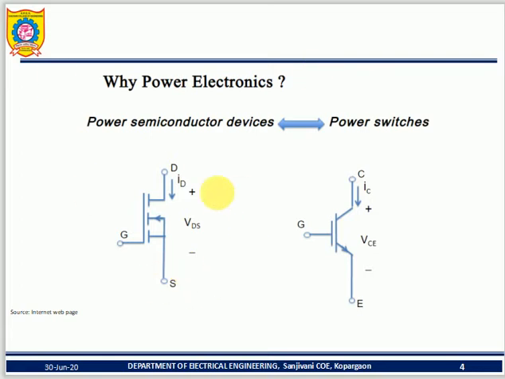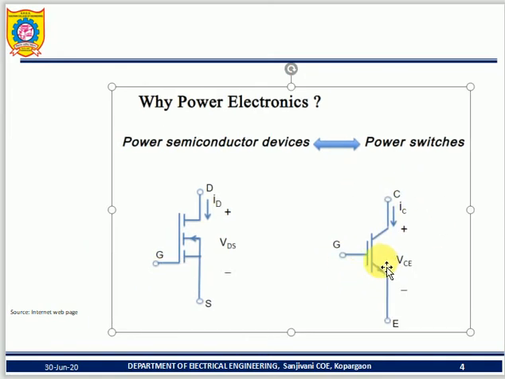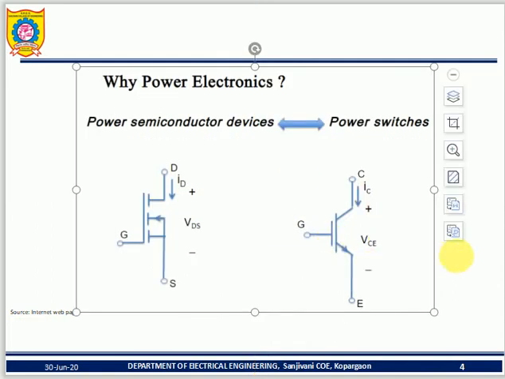Coming here, I already explained the MOSFET, which has drain, source and gate. Collector, emitter and gate belong to the BJT. The combination of BJT and MOSFET is called what? IGBT.